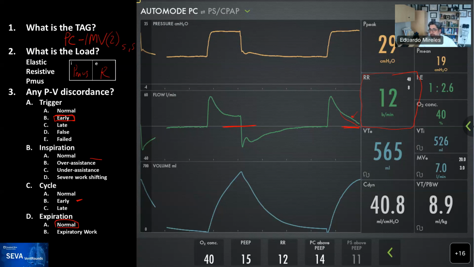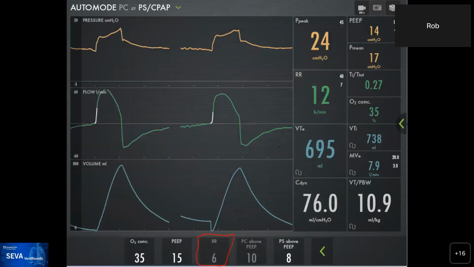Comments? Yeah, I have a comment. Because this is auto mode, the way it functions is that if the patient makes inspiratory efforts, they will suppress the mandatory breaths. If there are no mandatory breaths, by definition, you cannot have early trigger.